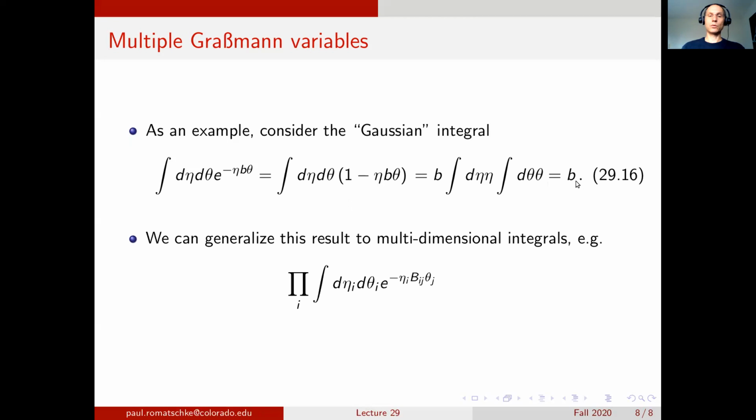We can generalize this result to multidimensional integrals where we integrate over multiple Graßmann variables, eta i, 1, 2, 3, 4, and so on, and multiple theta, 1, 2, 3, and so on, times the exponential of something that now has a Gaussian form with a C-number matrix B_ij. If you use the same expansions as before, you find that we can shift the variables eta and theta such that this becomes an exponential that involves the eigenvalues of the matrix B. So just as we have one eigenvalue b here, we get the product of eigenvalues from this integration, and we find that this is equal to the determinant of the matrix B_ij in the integral. And this concludes the present lecture.